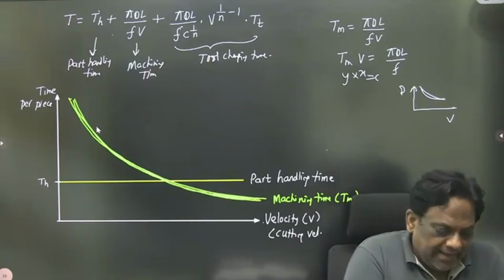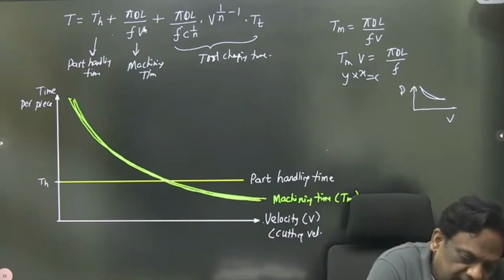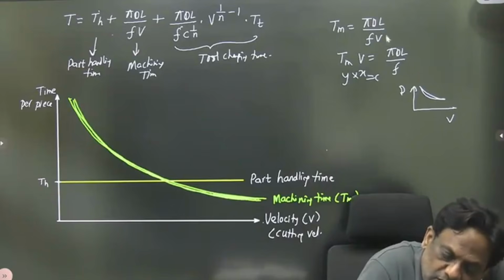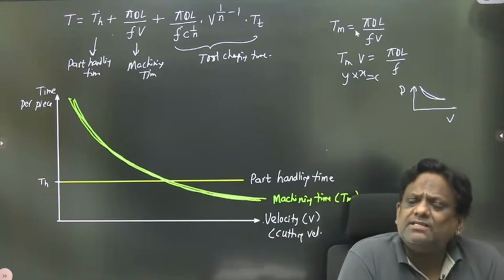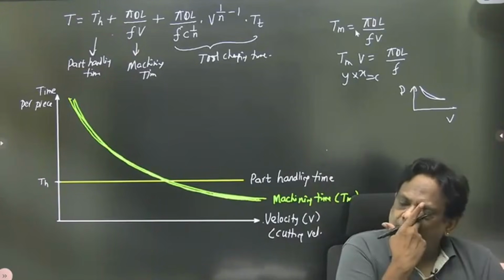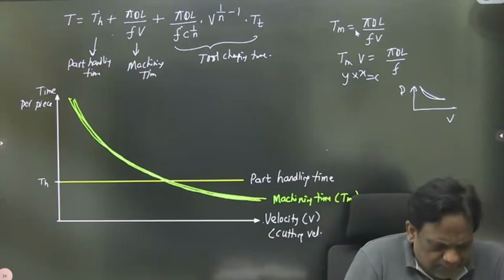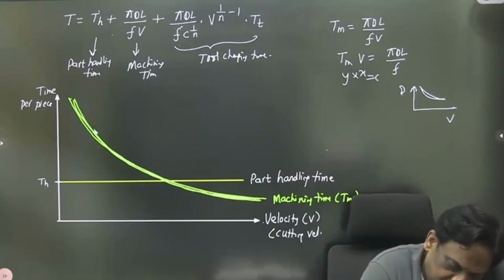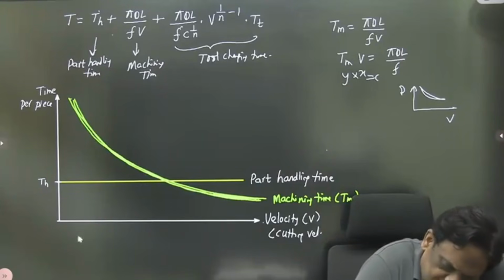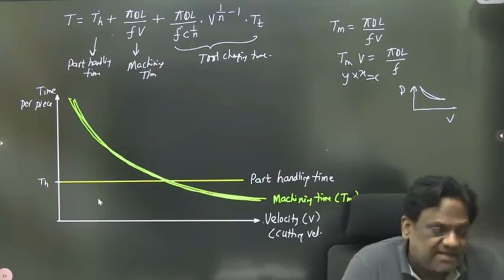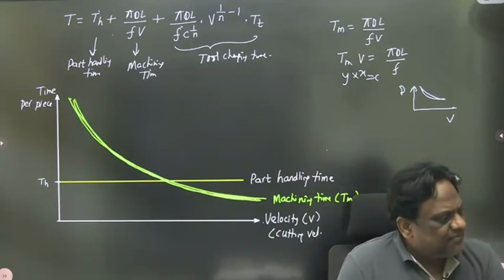Is it clear now, sir? So when the cutting velocity is increasing, the time required will be less. When you are working at a faster speed, definitely the time required will be less. So if you see at this speed and this speed, as the velocity is increasing, the time required is decreasing. Hope you understood this. Is the second curve clear?